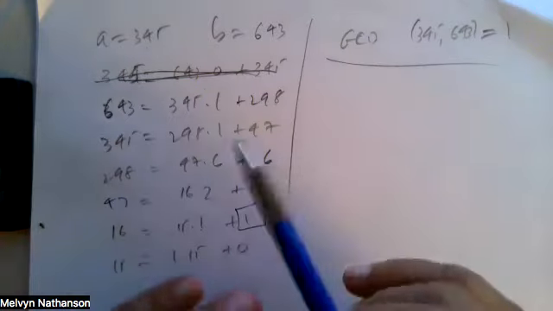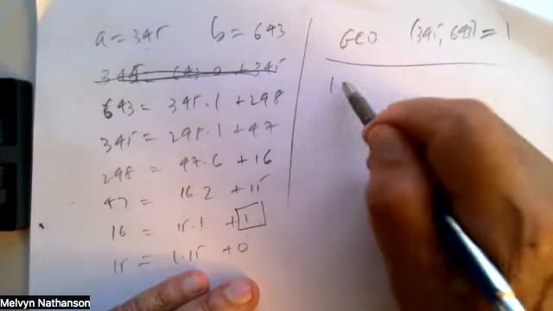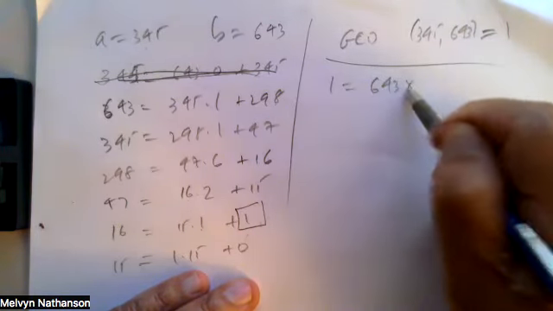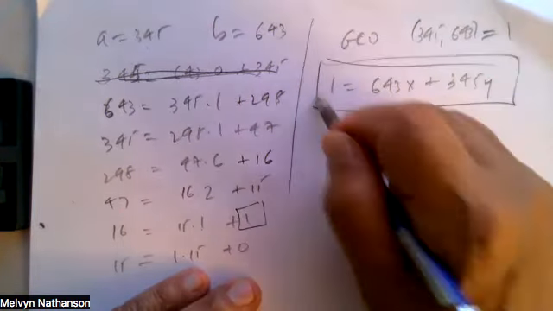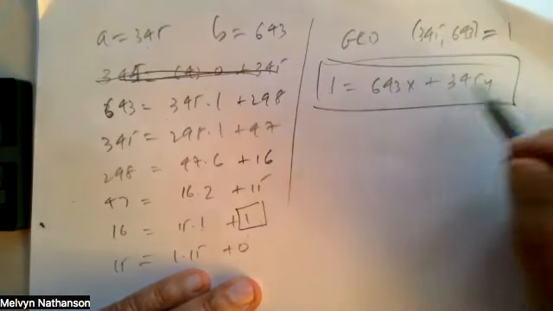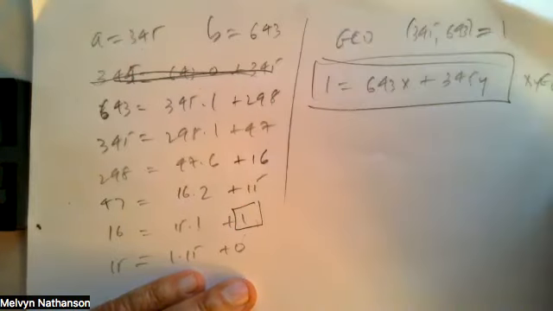Okay. So now I want to find x and y such that 1 is 643x plus 345y. I want to write 1 as an integral linear combination of 643 and 345. x and y are integers.